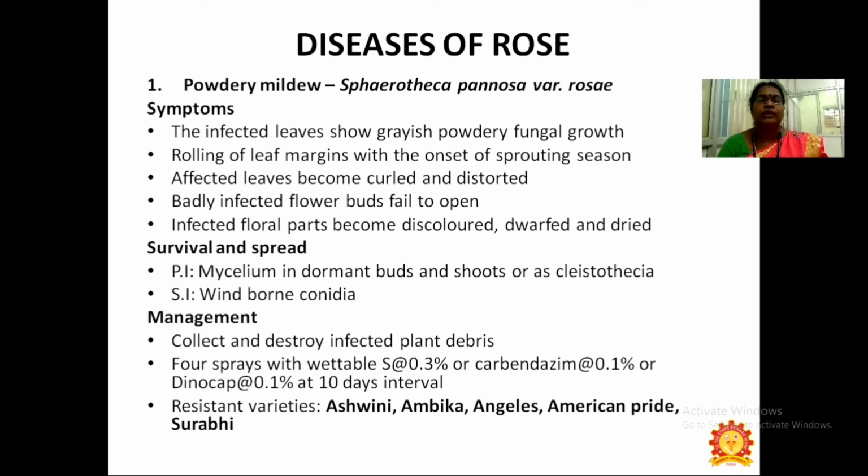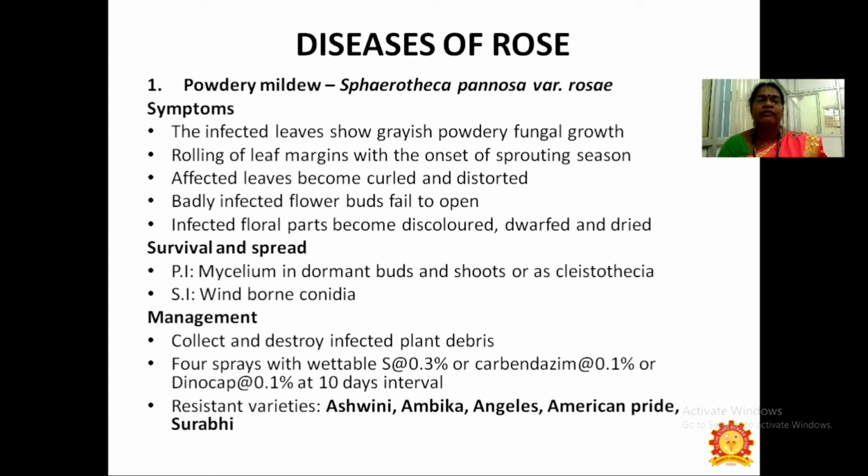So first important disease is powdery mildew, which is caused by Sphaerotheca pannosa var rosae. The symptoms are the infected leaves will show grayish powdery fungal growth, rolling of leaf margins with the onset of sprouting season. Affected leaves will become curled and deteriorated. Badly affected flowers, buds will fail to open, and infected floral plants will become discolored, dwarf, and dried.